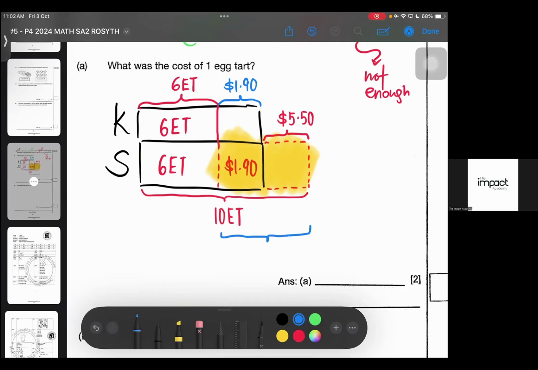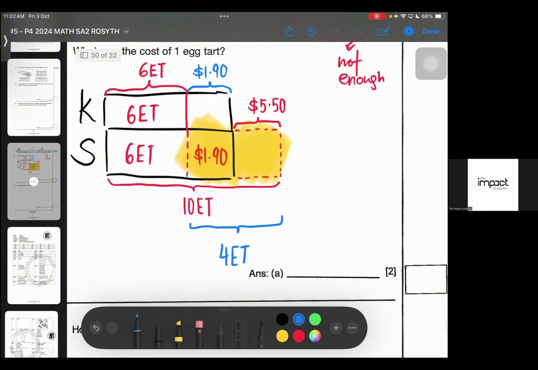This thing over here is 4 ET, okay? Do you know how much ET costs? Can you see or not? All right, 4 ET in this situation is going to be $1.90 plus $5.50. Okay, can you all write that down first?